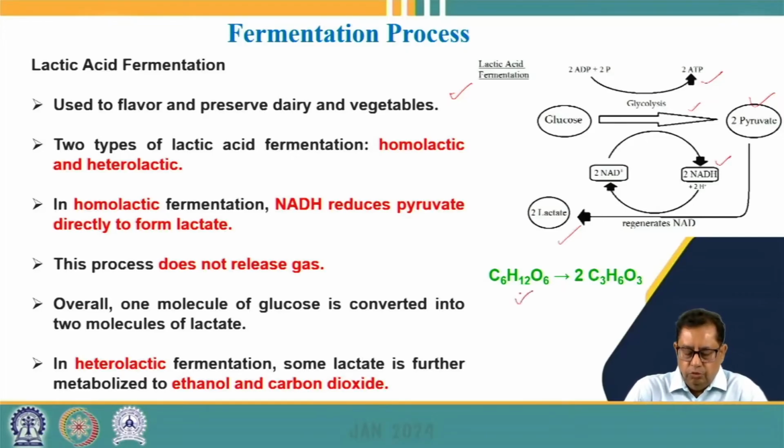So you can see here the glucose can be converted to two molecules of lactate in this lactic acid fermentation process. And this process can also be of two types, that is it can be a homolactic process or a heterolactic process. In homolactic fermentation, NADH reduces pyruvate directly to form lactate as we see here, whereas in the heterolactic process some lactate is further converted to ethanol and carbon dioxide. So this process is called heterolactic fermentation.